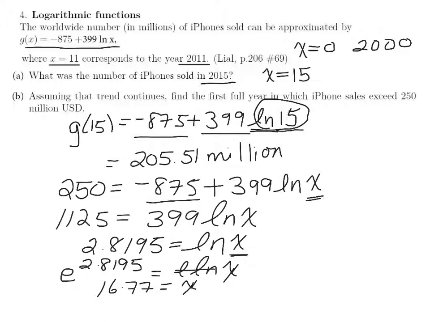And so the question asks, when is the first full year in which iPhone sales exceed 250 million? It would look like towards the end of 2016, but we're asked for the first full year, so that would be 2017.